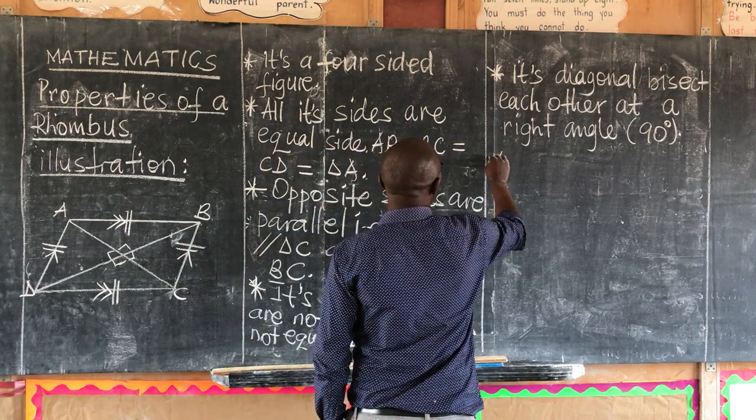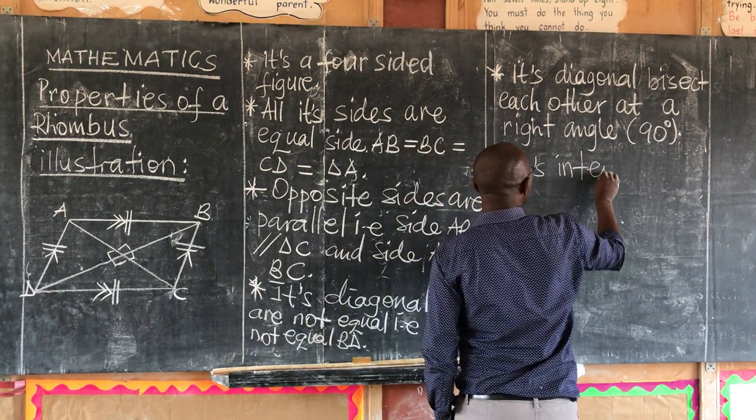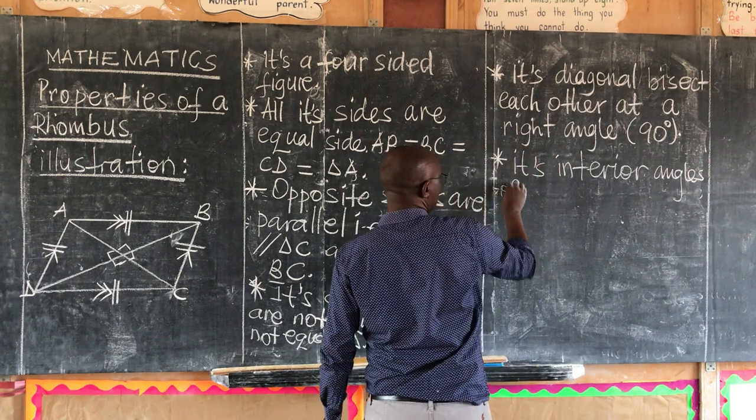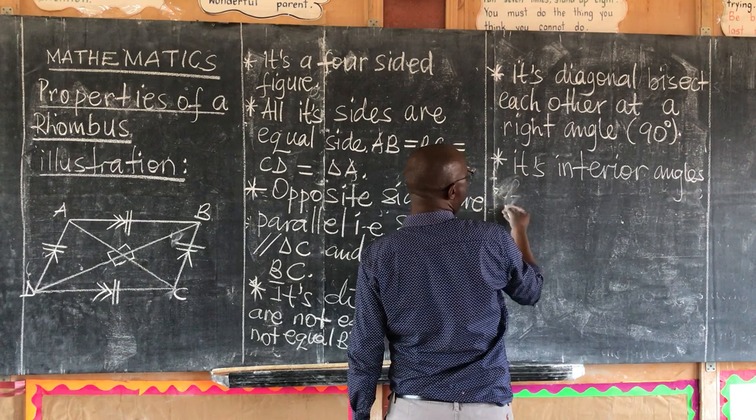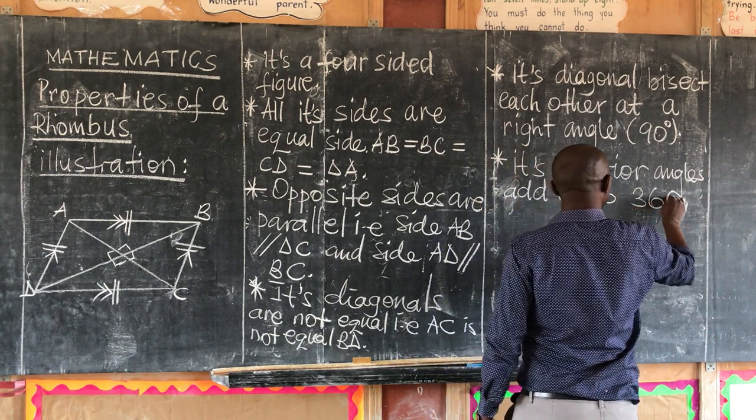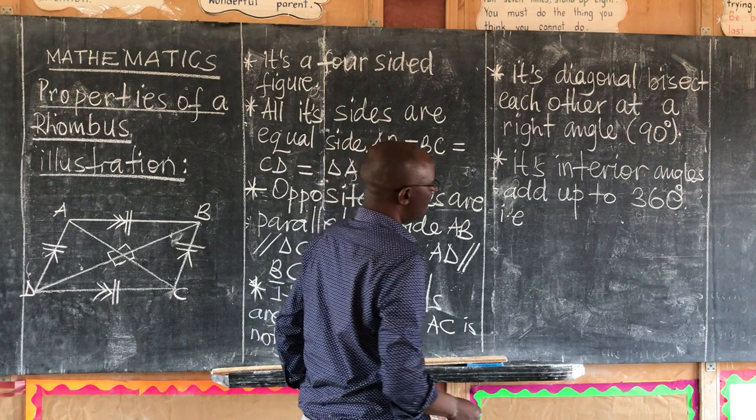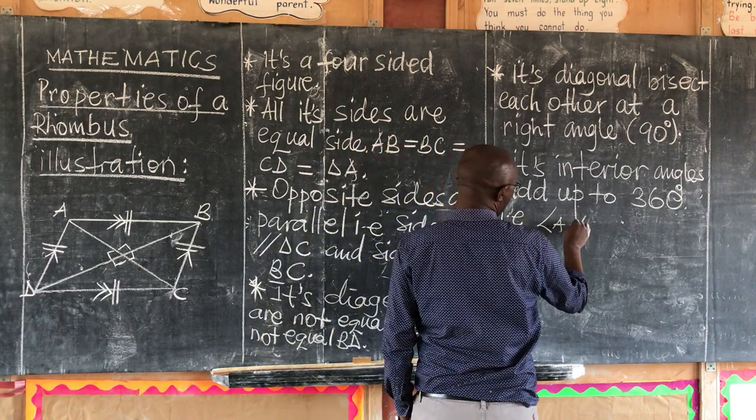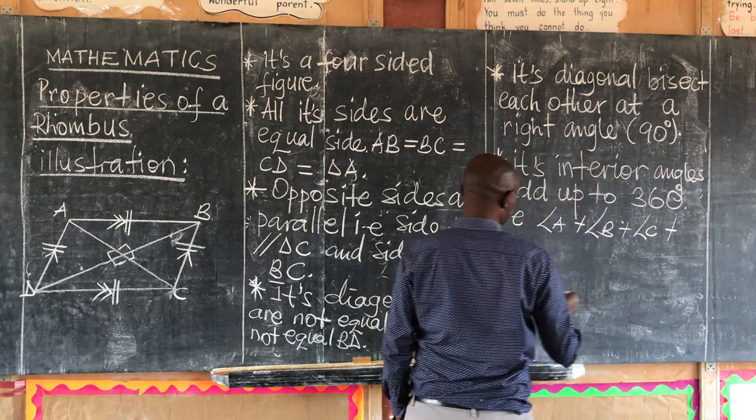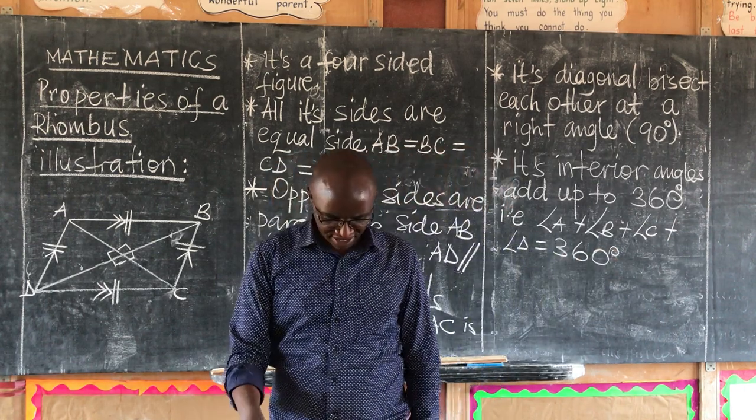Okay, now we go to its interior angles. Interior means the inside. Interior angles of a rhombus add up to 360 degrees. The angles inside the rhombus add up to 360 degrees. That is to say, angle A plus angle B plus angle C plus angle D is equal to 360 degrees.